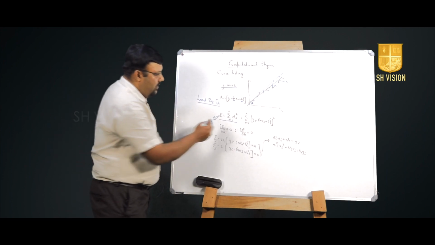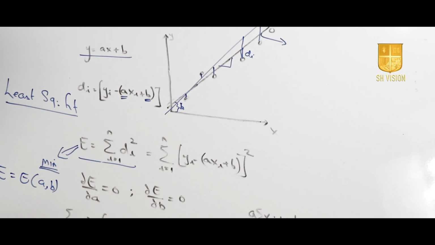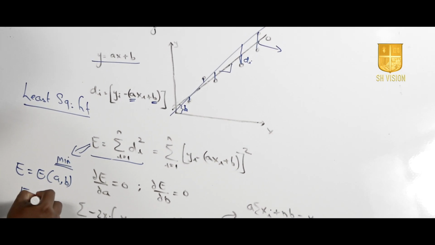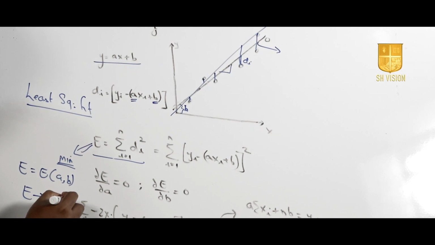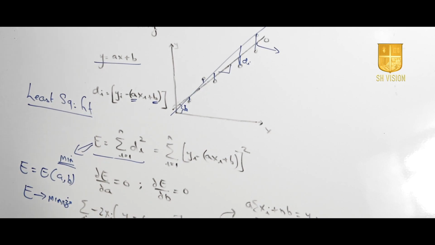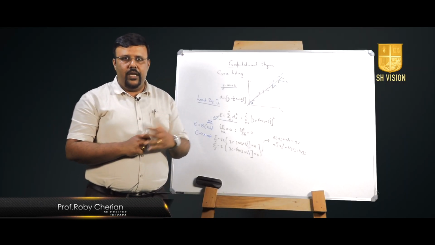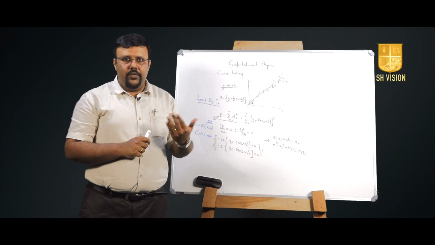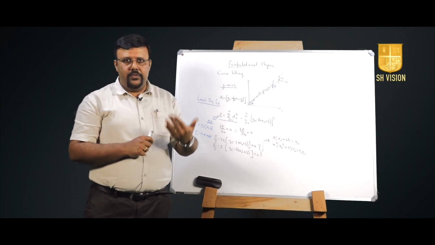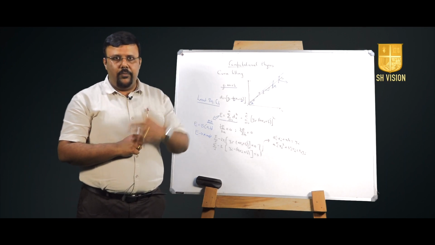Now, E is a function of a and b. I need to minimize E, I need to minimize this parameter. Now, in differentiation you know that if there is a function f which is a function of a and b, the partial derivative of dou f by dou a equated to 0 and dou f by dou b being equated to 0 will give the extremum points.